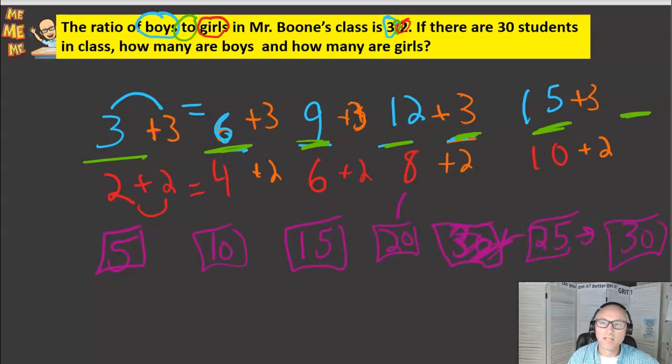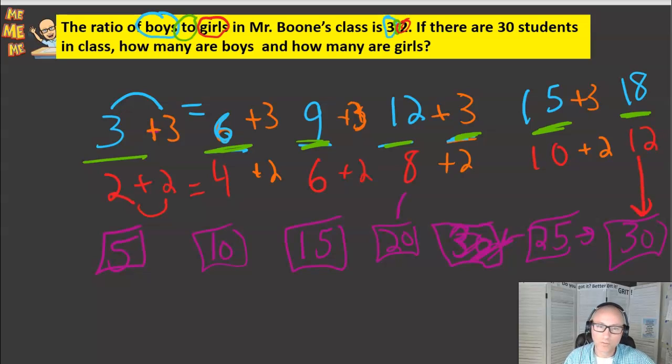15, 16, 17, 18 on the top. 18 boys. If we have 18 boys, how many girls will we have? Ooh, this is coming together so nicely. Oh, yes, there it is. 12. What's 18 plus 12? Yeah, you know it is. It's 30. There it is.